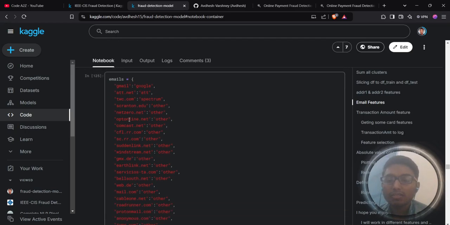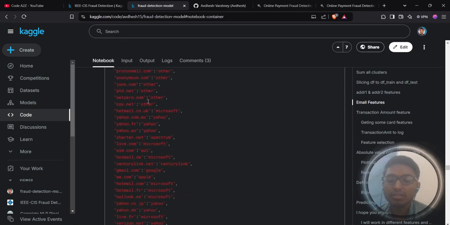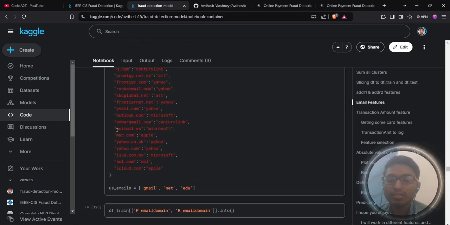In these features, I saw that some of the sites or links used in the transaction come from different companies. For example, only Gmail is provided, so gmail.com is not initialized. So I decided to give them the core company of that mail. Gmail comes from Google, att.net comes from AT&T, and twc.com comes from Spectrum, and many others are also like this. Hotmail.es comes from Microsoft, and Outlook also comes from Microsoft, so these two are very similar.